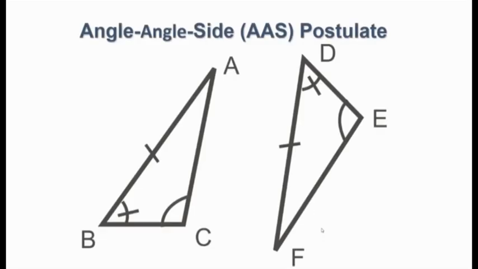Angle, angle, side. Please note that there is no included angle and included side in this one. However, this is still a proof that they are congruent if you can prove two triangles have angle, angle, side.